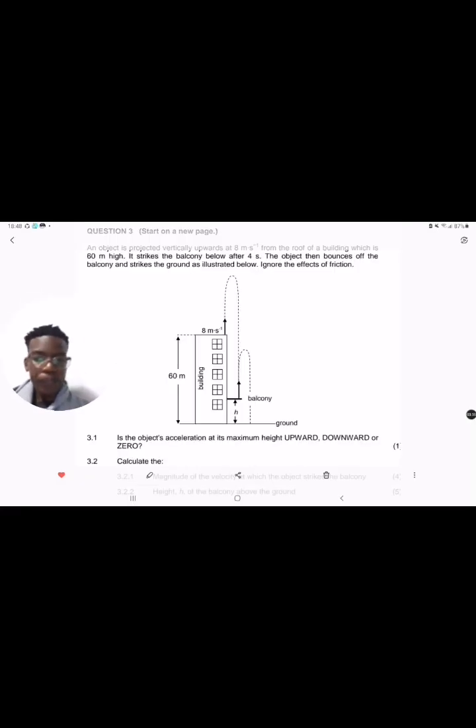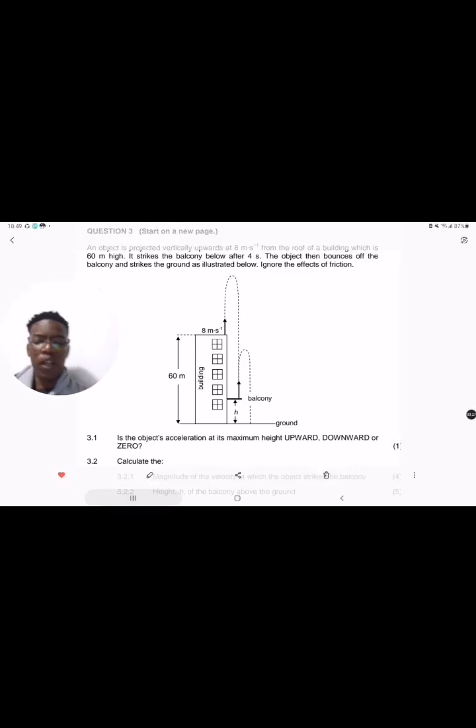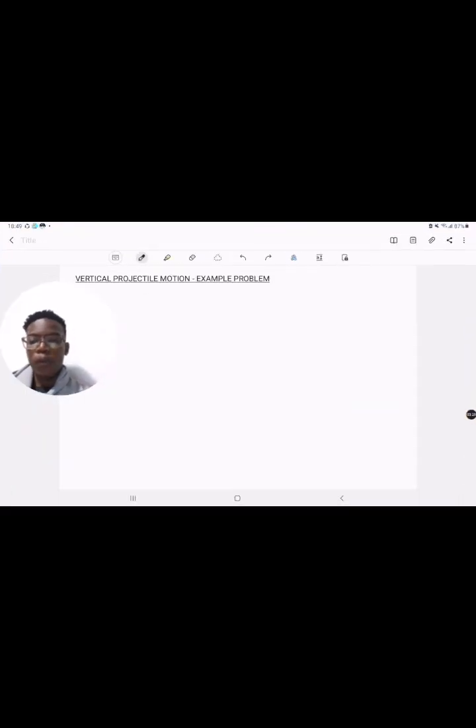Okay, so this is the question, right? For 3.1, it says, is the object's acceleration at its maximum height upward, downward, or 0? Is the object's acceleration at its maximum height upward, downward, or 0? This is 3.1. Now, what are they asking us in this question?